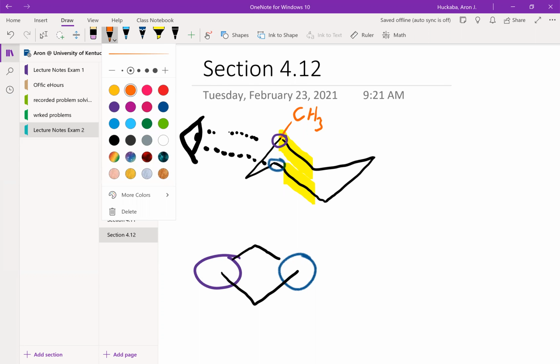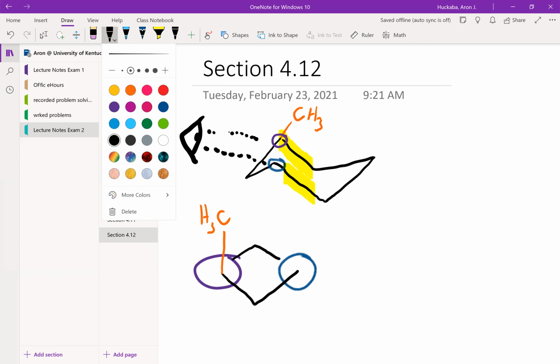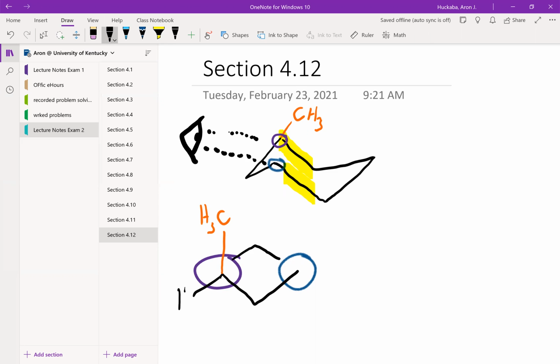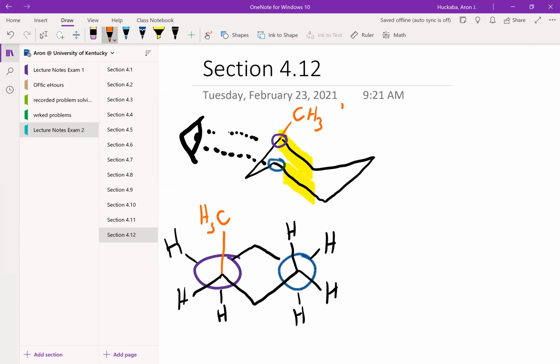Our orange CH3 is axial, so that means it's pointing straight up. And otherwise, we have a fairly normal hydrogen here. Two hydrogens on this side. Our hydrogens in the back. There we are. Okay. So if we label this orange one, again, as axial, right?